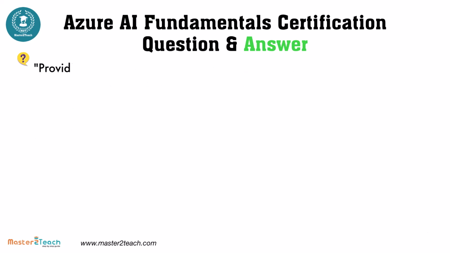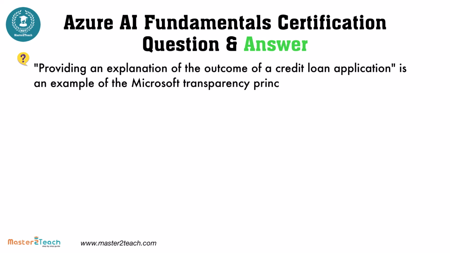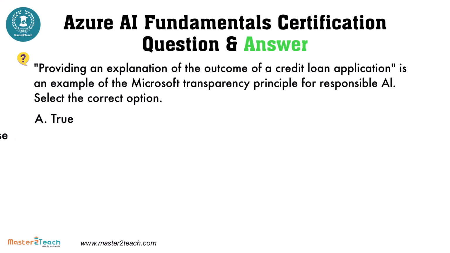Providing an explanation of the outcome of a credit loan application is an example of the Microsoft Transparency Principle for responsible AI. Select the correct option. True or false?